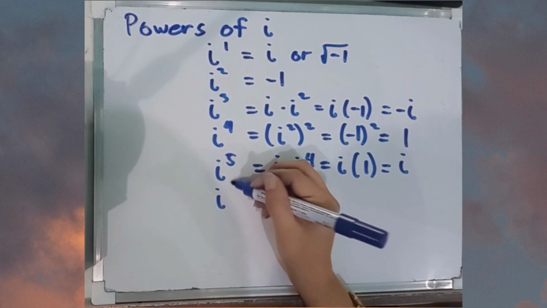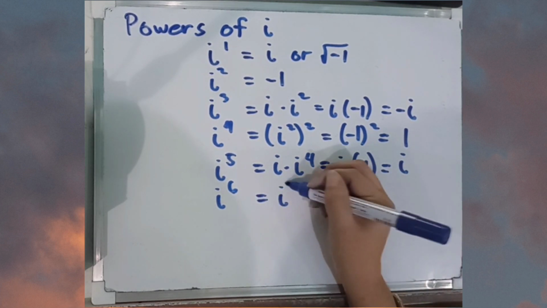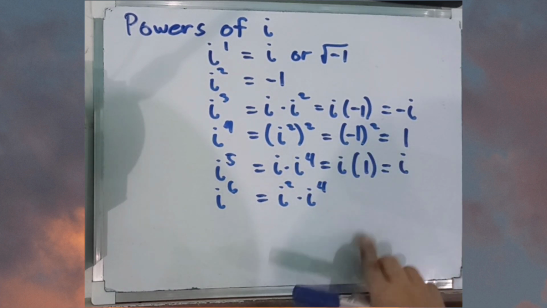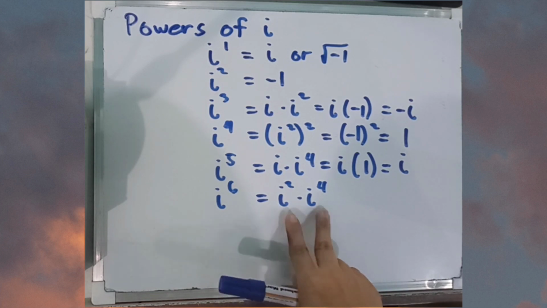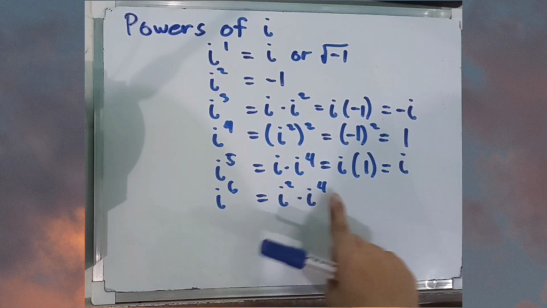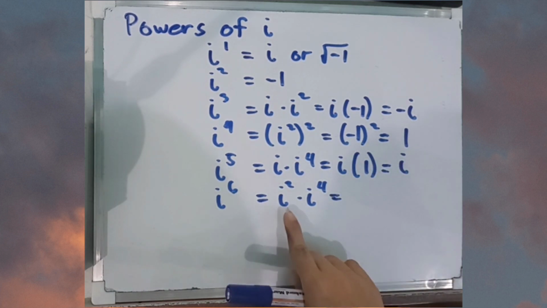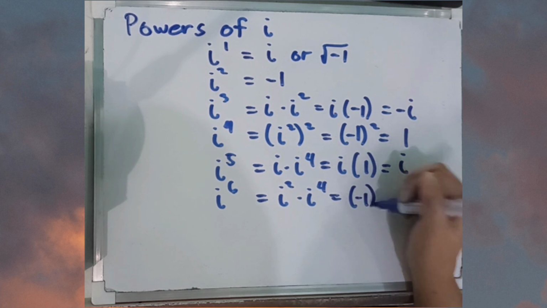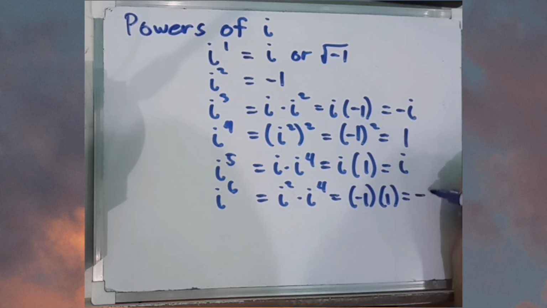If we have i to the 6th power, we can rewrite that one as i squared times i to the 4th. By the way, you might be asking, rules of exponents, right? If we have the same base, we can simply add the exponents. 2 and 4, that will give us 6, okay? So going back, i squared, as we know, is -1. i to the 4th is 1. Therefore, i to the 6th is -1.